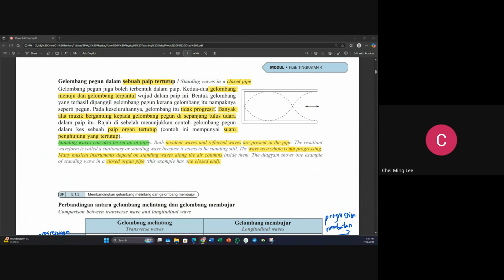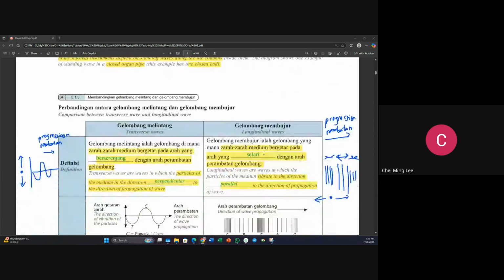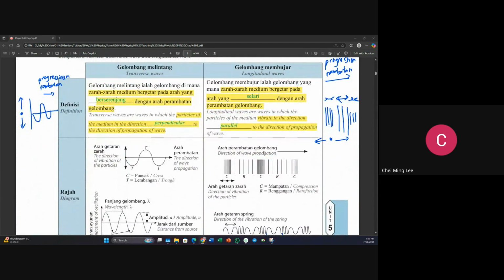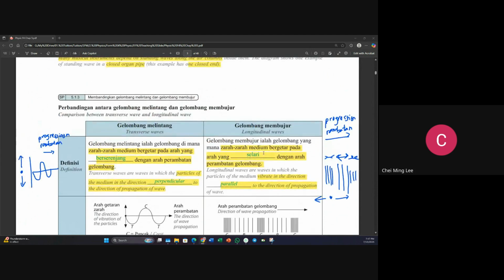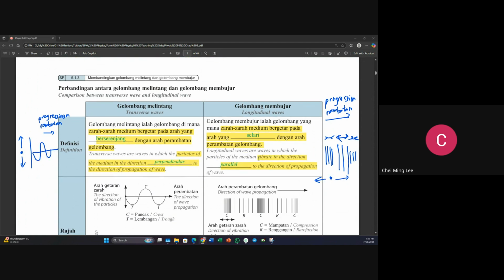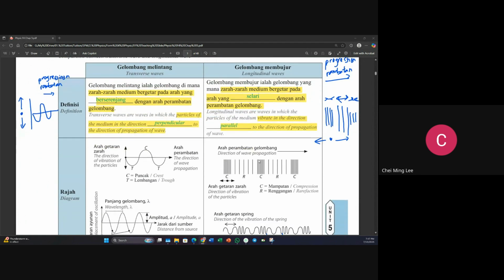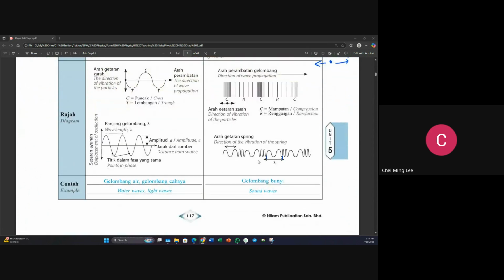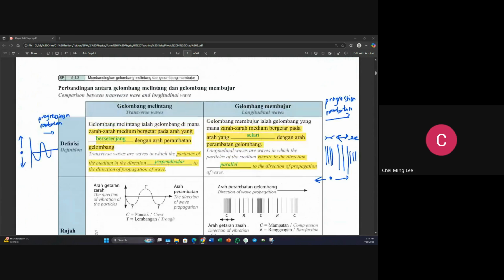This one looks almost similar. So now let's see the comparison between the transverse and longitudinal wave. Okay, so now we start with this one first.